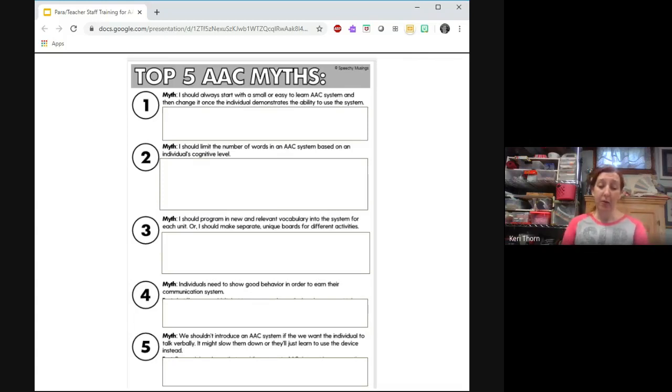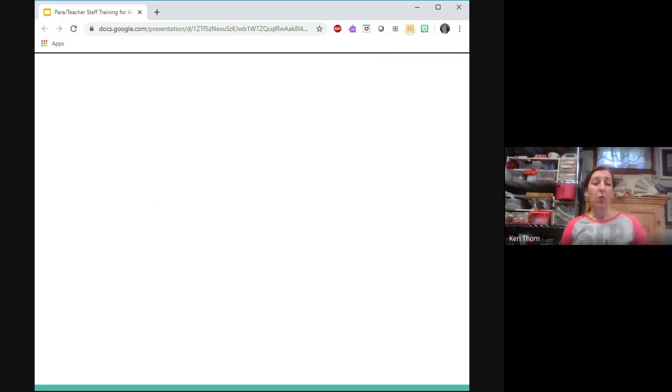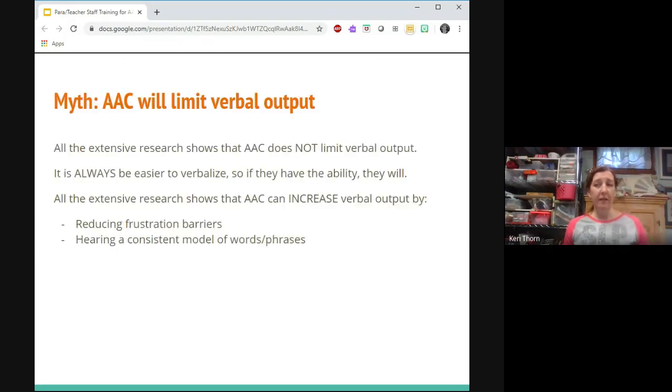The last one is we shouldn't introduce a system if we want the student to talk verbally, because it's going to slow them down. So all the research out there, and they've done a lot of research on communication devices, they found that's not the case. In no study have they ever found that an AAC system stopped or slowed down verbal speech. In fact, the opposite is true.